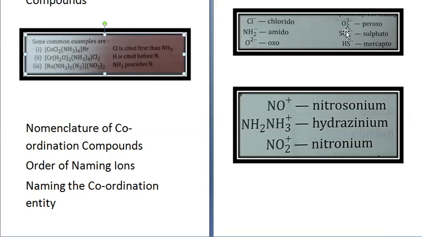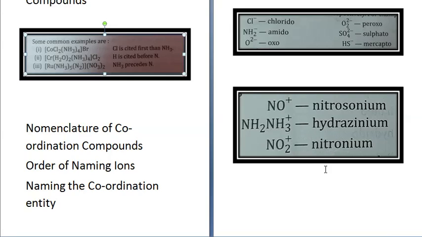O2 2 minus, peroxide, will be written as peroxo. Sulfate will be written as sulfato. And HS minus will be written as mercapto. For positive ligands, they end with IUM. Like NO plus will be written as nitrosonium, NH2NH3 plus hydrazinium, NO2 plus nitronium.